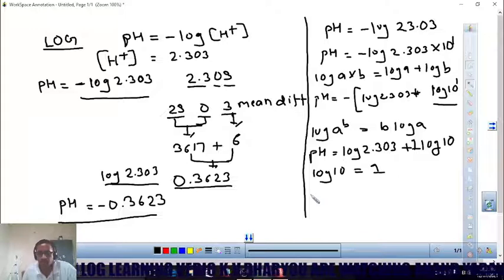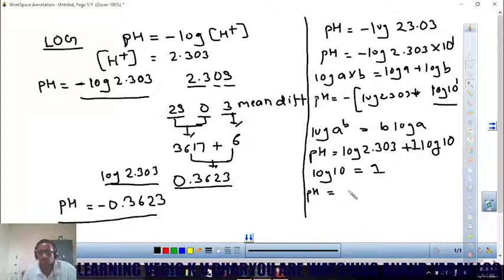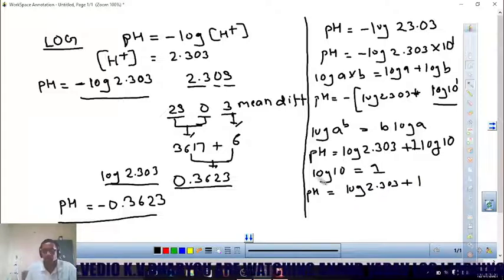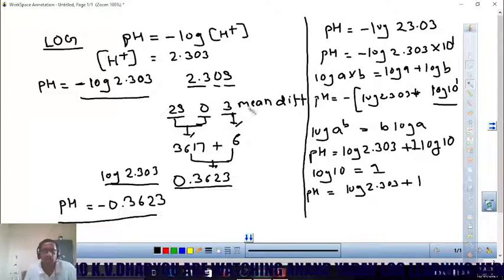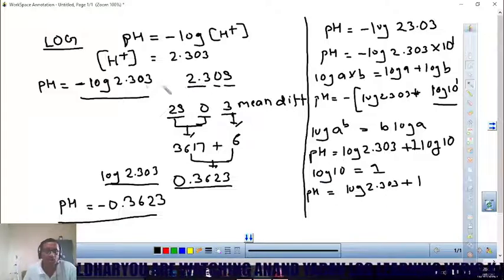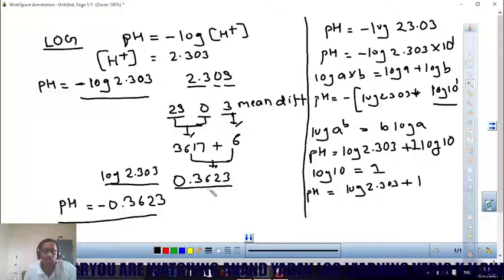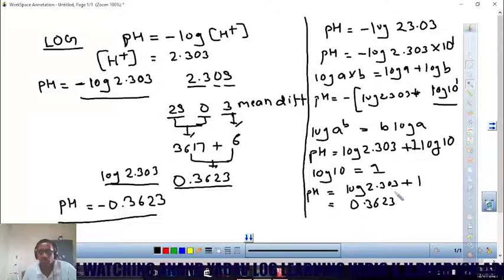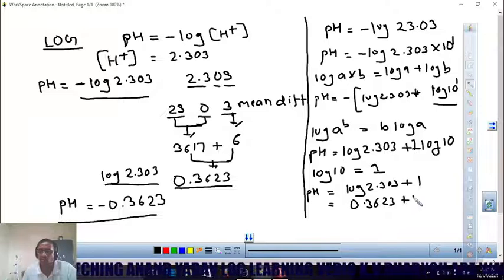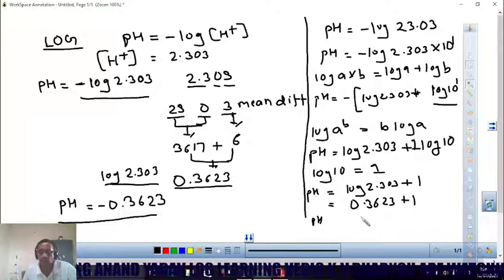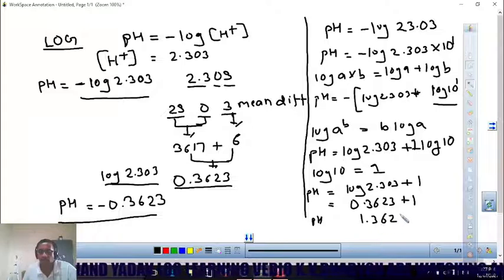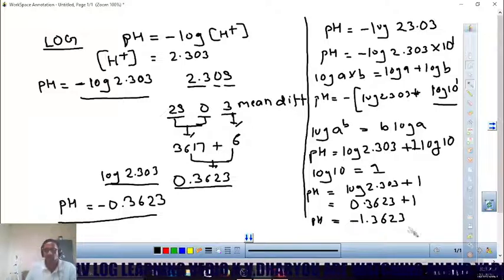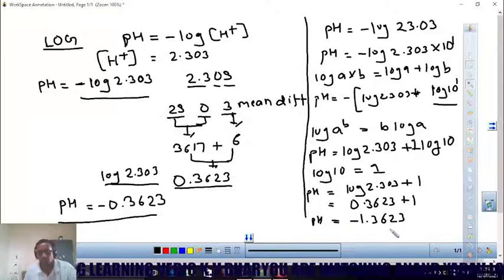So now pH is equal to log 2.303 plus 1. Now you have to solve this 2.303. In the same way, you have already found out the value of log 2.303 is 0.3623. This is the solution of log 2.303. Now add 1. So the pH will be 1.3623, and this negative sign we are carrying, so we will write it negative 1.3623. So this is the solution.